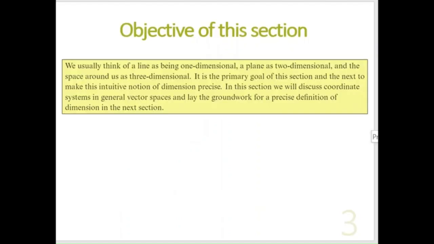So the objective of this section is that we usually think of a line as being one-dimensional, a plane as two-dimensional, and the space around us as three-dimensional. It is the primary goal of this section and the next to make this intuitive notion of dimension precise. In this section, we will discuss coordinate systems in general vector spaces and lay the groundwork for a precise definition of dimension in the next section.